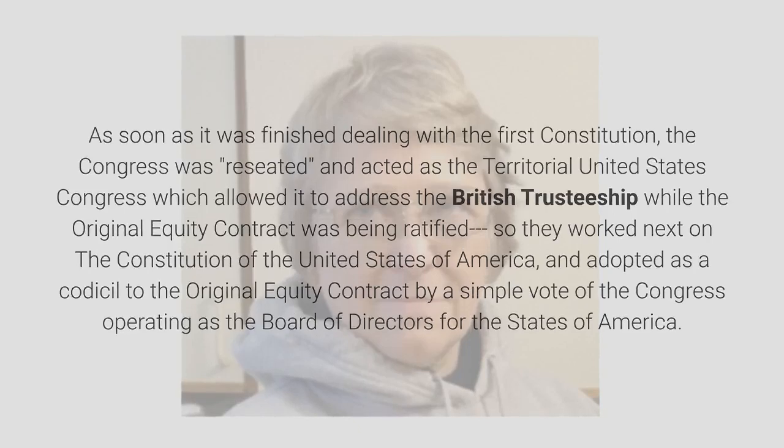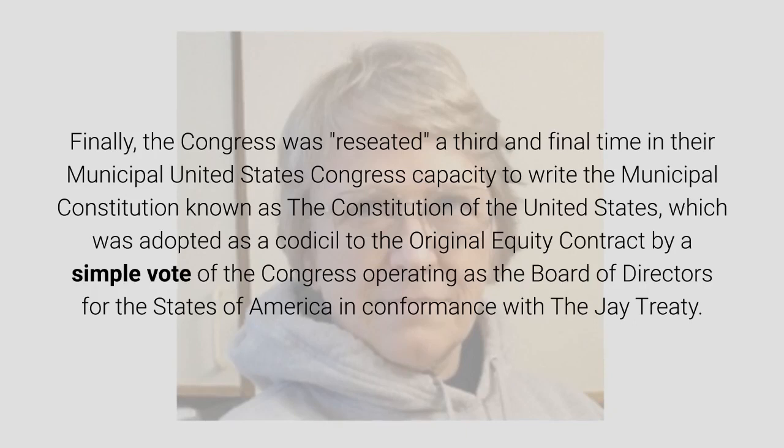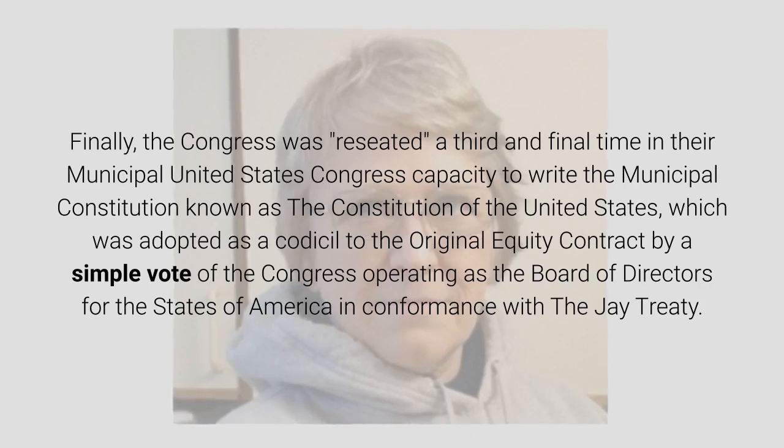Finally, the Congress was reseated a third and final time in their Municipal United States Congress capacity to write the Municipal Constitution known as the Constitution of the United States, which was adopted as a codicil to the original equity contract by a simple vote of the Congress operating as the Board of Directors for the States of America in conformance with the Jay Treaty.